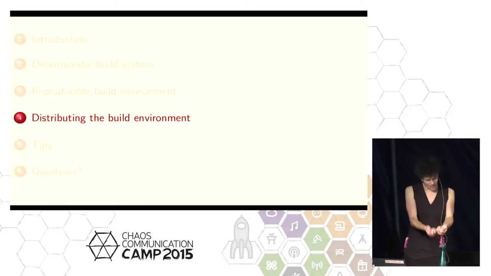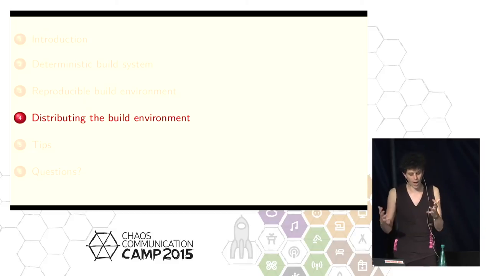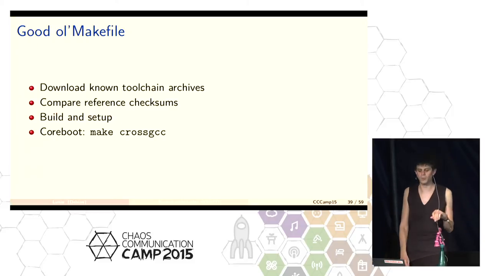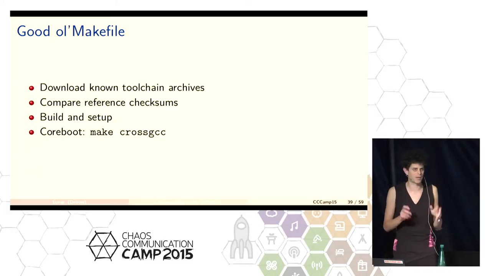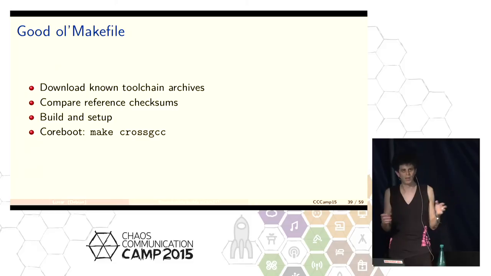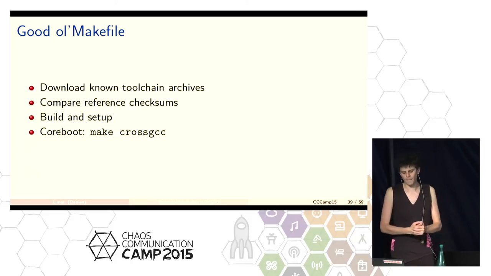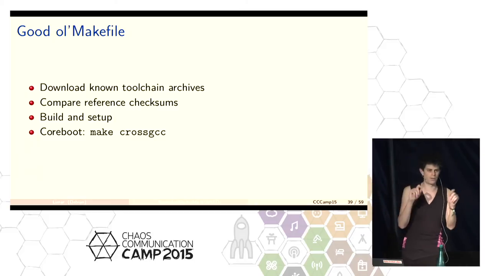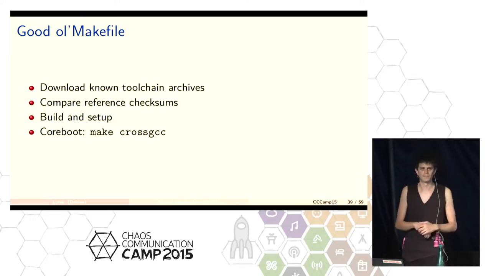Okay, so great. We now have a build environment that is defined and that we can tell people to use. How do we distribute that environment? One way is a giant makefile. This is how it's done for Coreboot. You have to type make crossgcc at the beginning of the build, and it will build binutils and GCC and everything for the right architectures for the firmware you're trying to build. It does that with just a makefile, which downloads the toolchain archives, compares reference checksums to see if the file is right, and then builds the thing and sets it up.